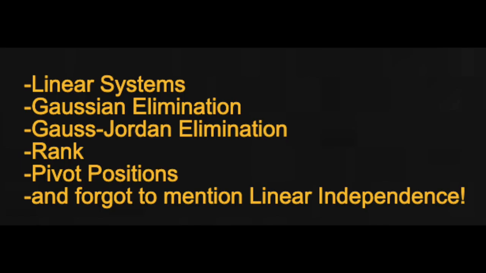To be talking about linear systems, Gaussian elimination, Gauss-Jordan elimination, the rank of a matrix, and pivot points of a matrix. A linear system is simply a set of equations with two or more unknown variables.